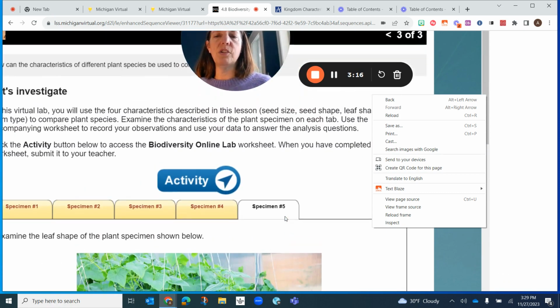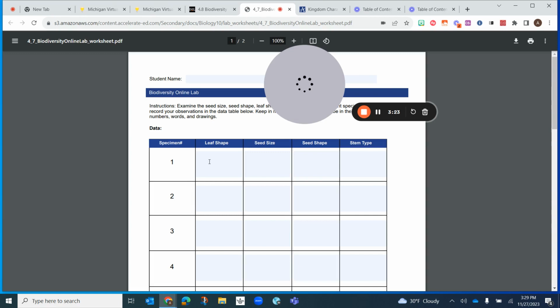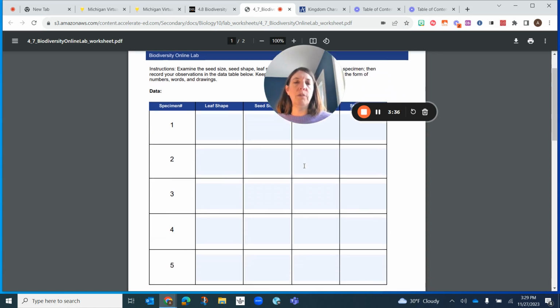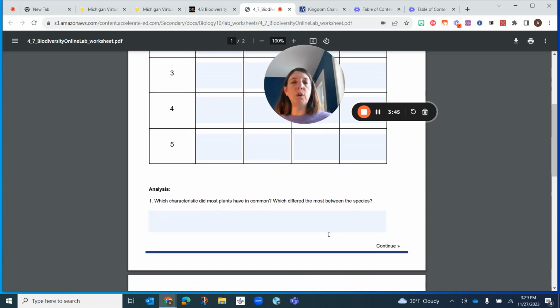Okay, so once you have gone through all of those and you've opened up your worksheet, you're going to enter in what type of leaf shape for each of them, what the seed size, it gives you that. Remember, the seed shape, is it round, is it sphere, is it oblong, those kind of differences. And the stem type, you're actually going to say, is it a dicot or a monocot as you go through. And then once you go through that, you're going to answer all these questions.